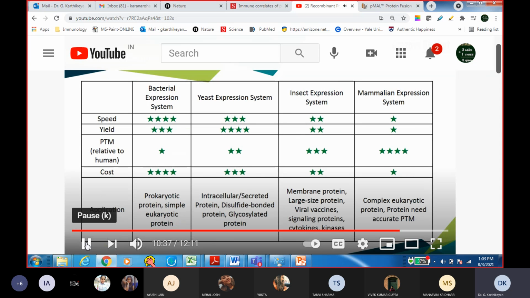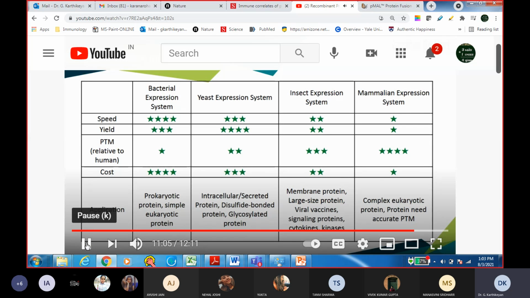Above all, there are advantages and disadvantages for all these expression systems. The advantages of the E. coli and yeast expression systems are high expression level and low cost. But their modification systems are different from insect cells and mammalian cells. Protein produced by mammalian cells is similar to native protein. However, the disadvantages are low expression level and complicated operation.